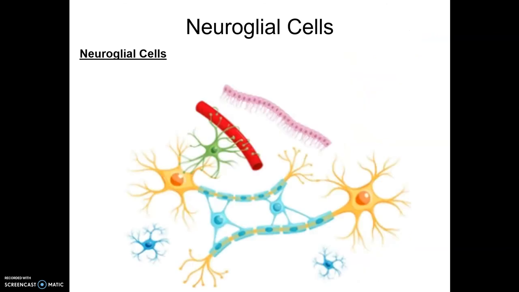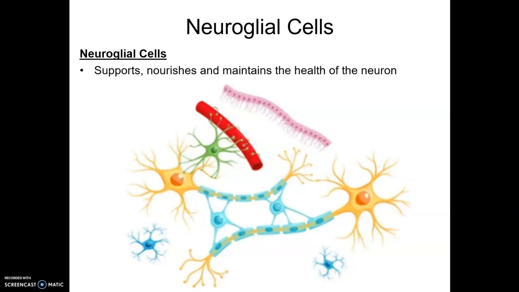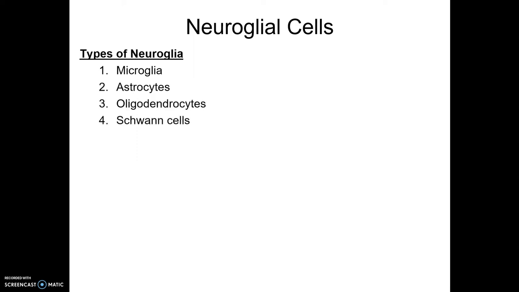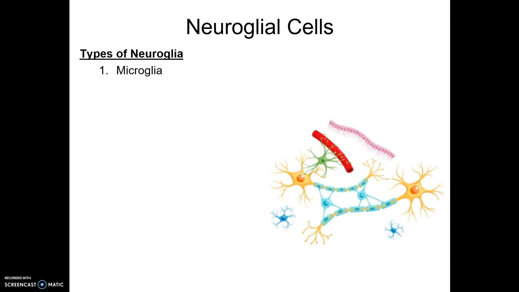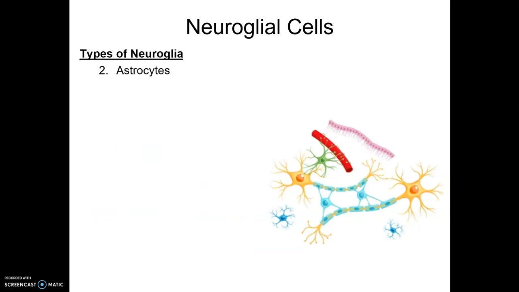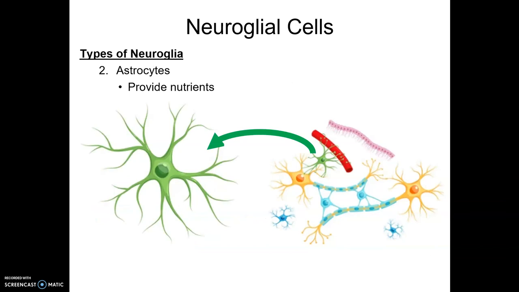The other type of cell found in nervous tissue are the neuroglial cells. The primary function of neuroglial cells is to support, nourish, and maintain the health of a neuron. There are several types of neuroglial cells. They are the microglia, the astrocyte, the oligodendrocyte, the Schwann cell, and the ependymal cell. The microglia is a macrophage, which is a cell that engulfs foreign substances. The astrocyte is a cell that provides nourishment to the neuron.